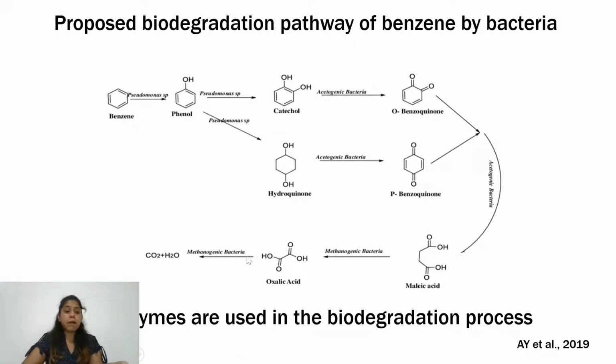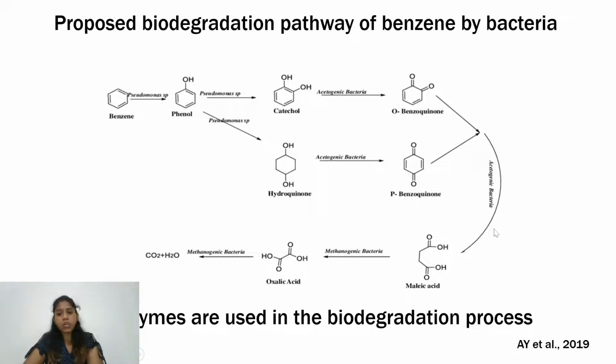So microbes use enzymes for the biodegradation process, and the most important thing is to identify which microorganism produces what enzyme. Benzene is converted to phenol by Pseudomonas, and another strain of Pseudomonas can convert phenol to catechol and hydroquinone. Catechol and hydroquinone are not degradable by Pseudomonas, and we have to employ a different microbe here. It can be acetogenic bacteria, which will convert catechol and hydroquinone into benzoquinone.